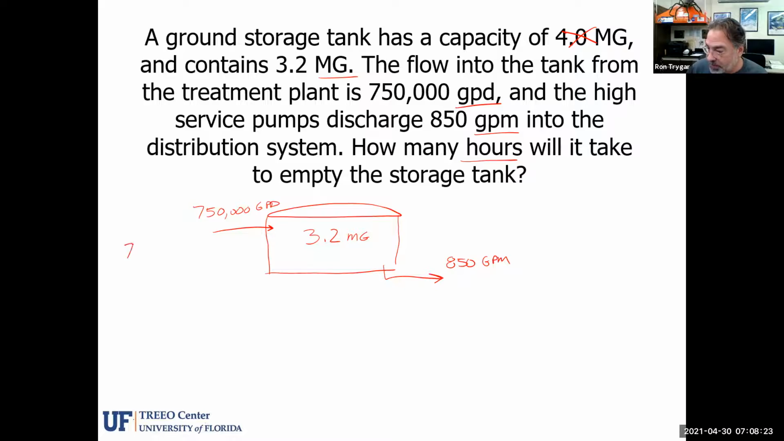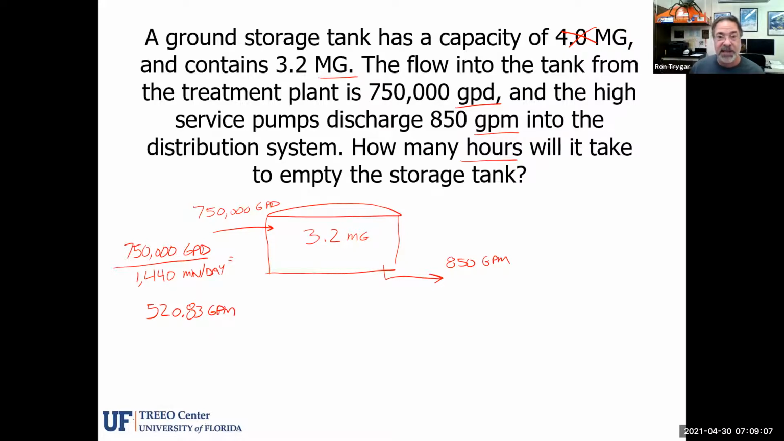So we're going to go like this. We're going to take 750,000 gallons per day, and to make it gallons per minute, we're going to divide it by how many minutes are in one day, which is 1,440 minutes per day. All right, so let's work that out. 750,000 divided by 1440. I'm coming up with 520.83 gallons per minute. All right, so that's what's filling the tank.